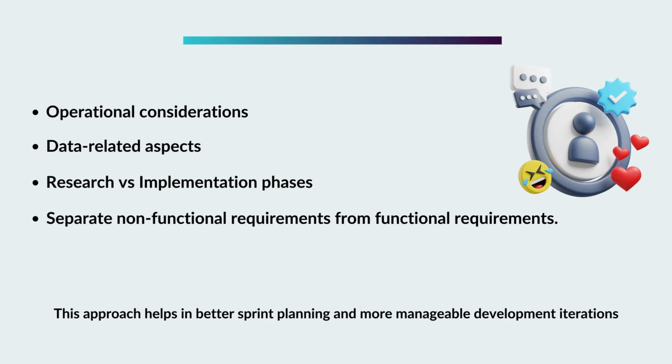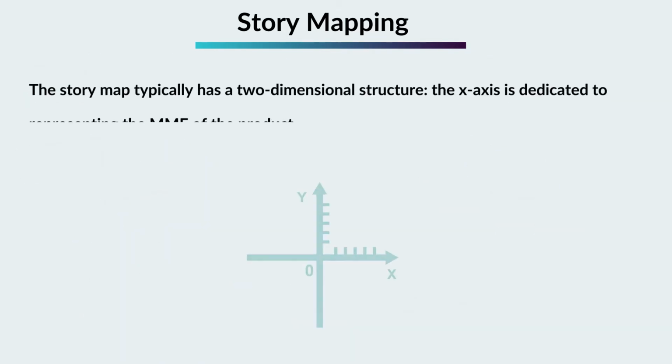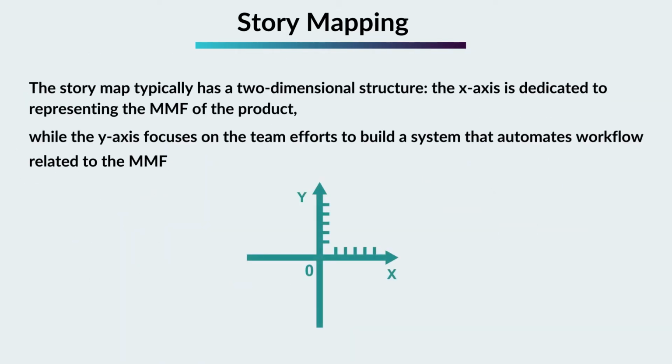Story mapping. Product owners, in collaboration with the development team, utilize a story map as a valuable tool to outline and create a minimally marketable feature, MMF, for the product. The story map typically has a two-dimensional structure. The x-axis is dedicated to representing the MMF of the product, while the y-axis focuses on the team's efforts to build a system that automates workflows related to the MMF.